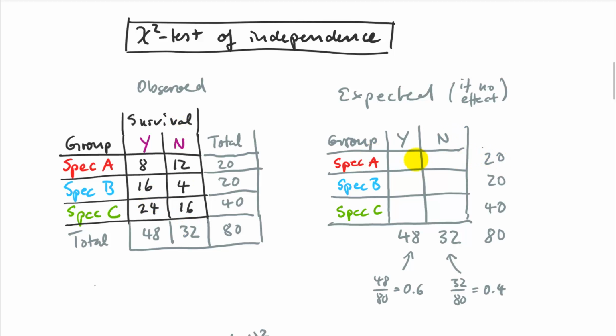So now I can fill in my expected values. So I know I'm always expecting 60% to survive, so this would be 20 times 0.6, 12, and 20 times 0.4, that would be 8. And here it's the same, 12 and 8. And for this one here, species C, I have a larger sample size, so 40. And so in that case, my expected values would be just double that, 24 and 16. So these are my observed and my expected values that I have.